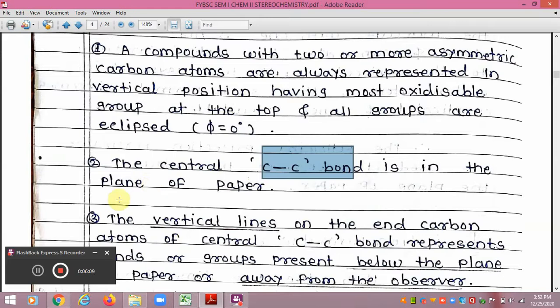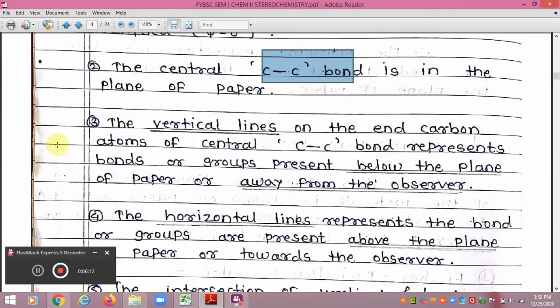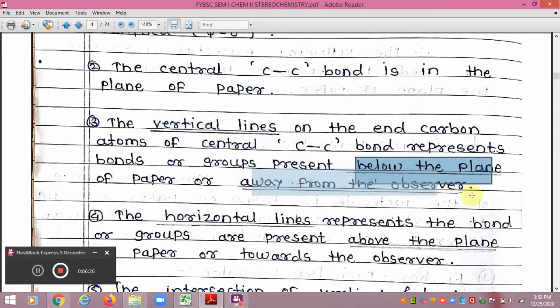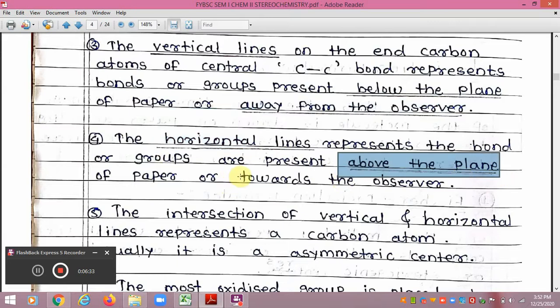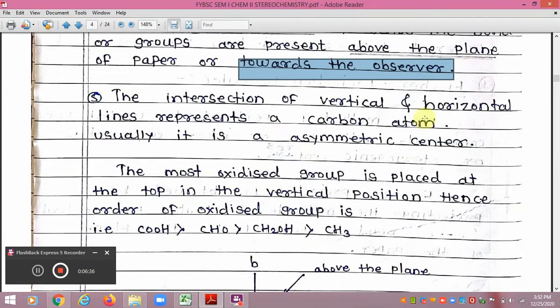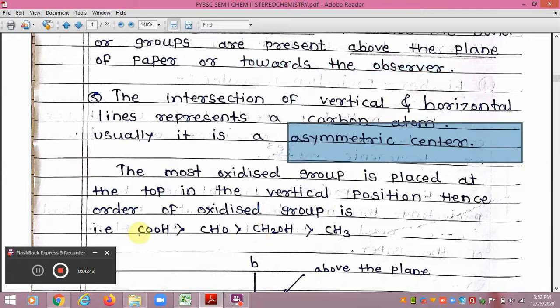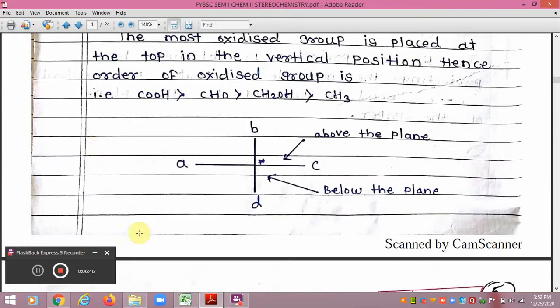That's why these asymmetric carbons are present in the plane of the paper. The vertical lines on the end carbon atoms indicate these groups are present below the plane or away from the observer, while horizontal lines at the end carbon indicate these groups are present above the plane or towards the observer. The intersection of vertical and horizontal lines represents the carbon, usually the asymmetric carbon. We will discuss all these rules with the help of an example.